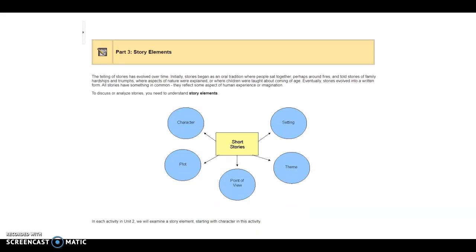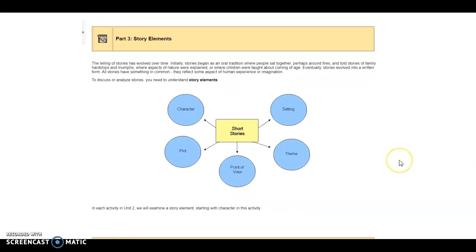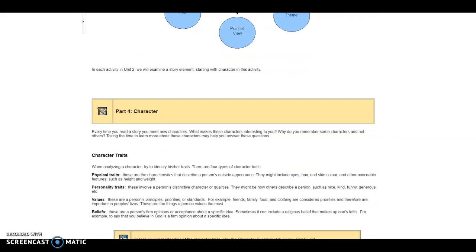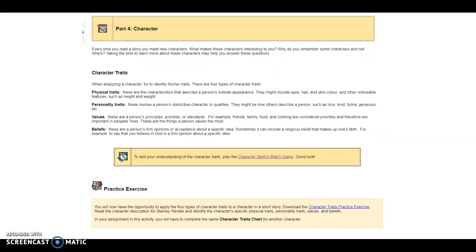And now we move on to the main part of our activity, and that's going to be story elements. And so you're going to have a brief introduction to all the story elements we're going to look at in this unit. So we've got character, plot, point of view, theme, and setting. We're not going to try to introduce all 5 of these elements all at once. We're going to focus on one at a time. And so in this activity, we're specifically going to focus on character.